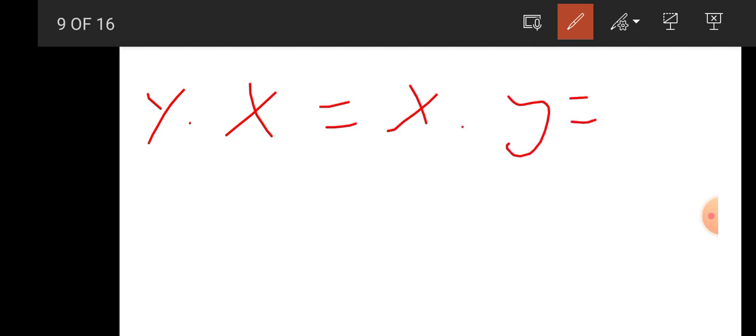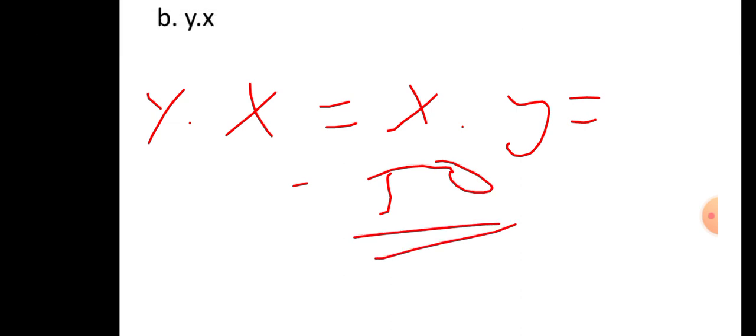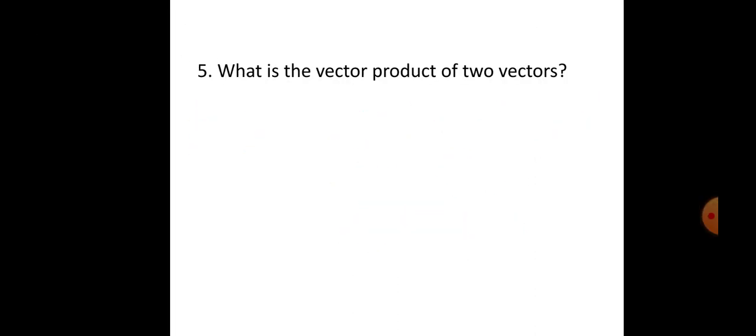And b, y dot x. Y dot x is equal to x dot y. So that is minus 50. Next, what is the vector product of two vectors? The vector product of two vectors is a vector.